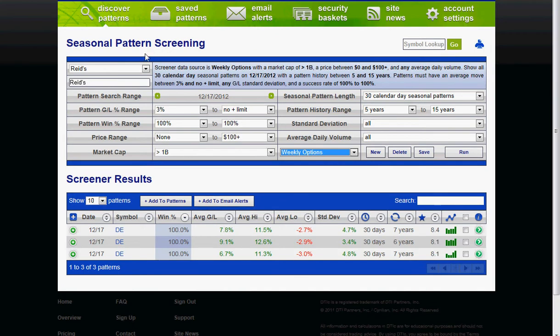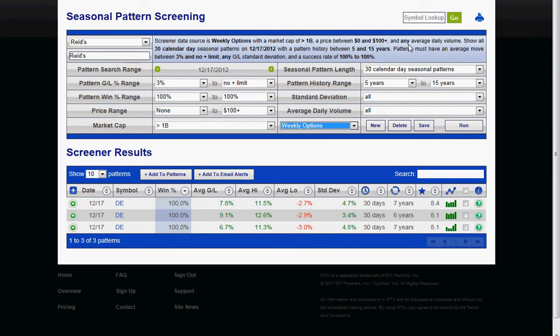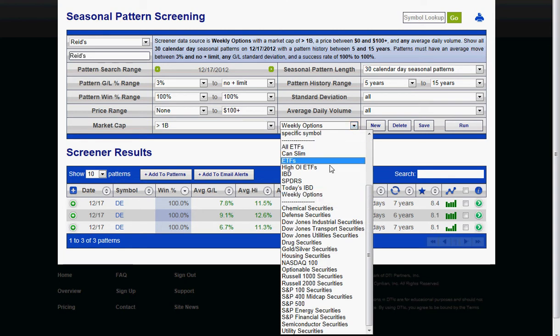Here is a seasonal charting software program that I have, with the filters set in here. Basically it's saying: take the next trading day from the current date, December 17, 2012, go out 30 days from that point, look back historically 5 to 15 years, looking for a 3% to unlimited climb. We're looking for wins 100% of the time, and seeing what this research will give us.